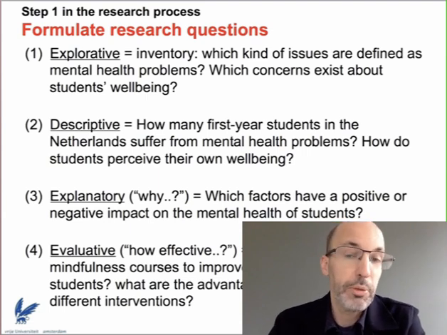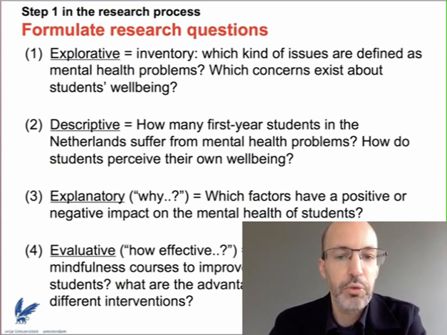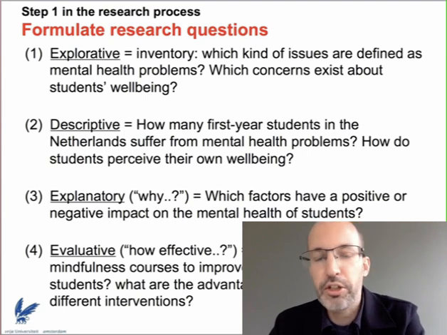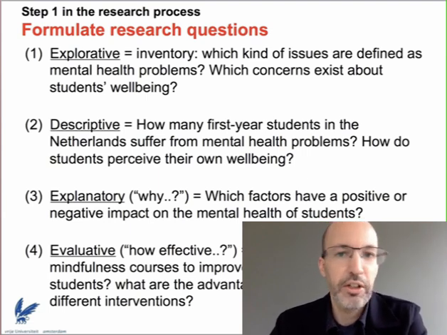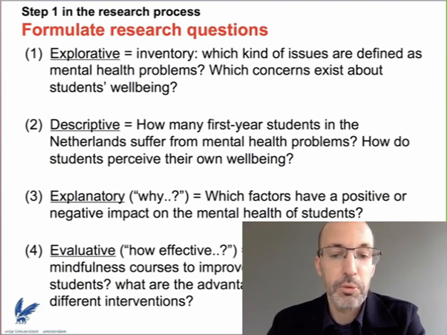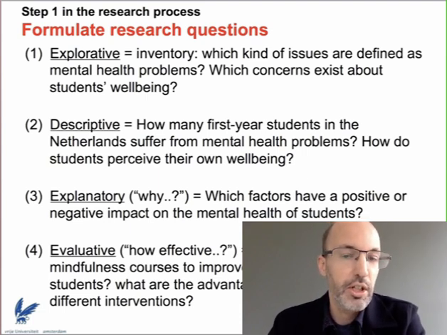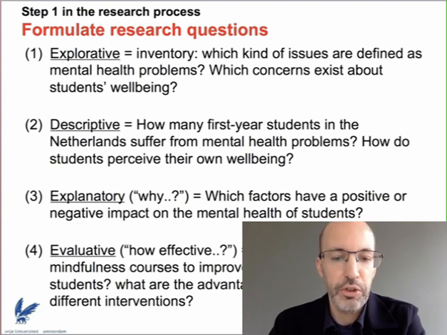The next step would be more an explanation, so that would often be a why question. Why are some students stressed and others not stressed at all? Why do some students have problems with mental health issues and others not at all? Which factors have a positive and negative influence? That's an explanatory question. And then finally, number 4, an evaluation question.